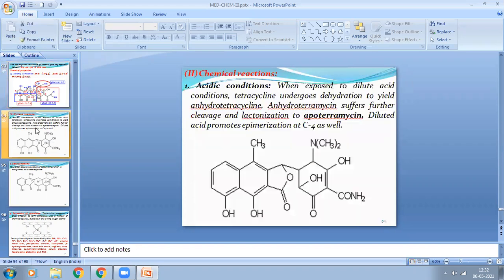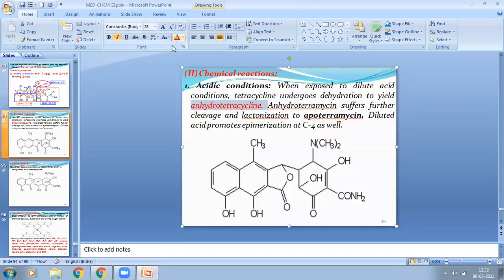Okay. Next, chemical reaction. Tetracycline undergoes different types of reactions depending upon the condition or its environment. First, in acidic condition, when you expose the tetracycline to dilute acid, tetracycline undergoes dehydration to yield anhydrotetracycline. Anhydrotetracycline, you see here.